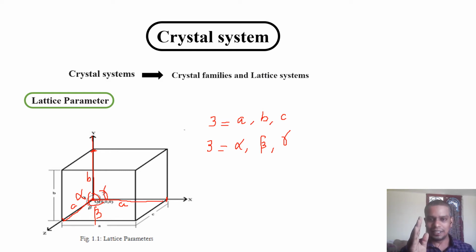Three intercepts a, b, c, then three interfacial angles alpha, beta, gamma. So totally 6 parameters we need to define the crystal system. Without the 6 parameters we can't define it. Even if you take more variables, it doesn't matter. This minimum of 6 variables is enough to determine the given crystal system. So based on these 6 parameters, how many types of crystal system exist in the world, one can ask. That is the thing we are going to look at now.